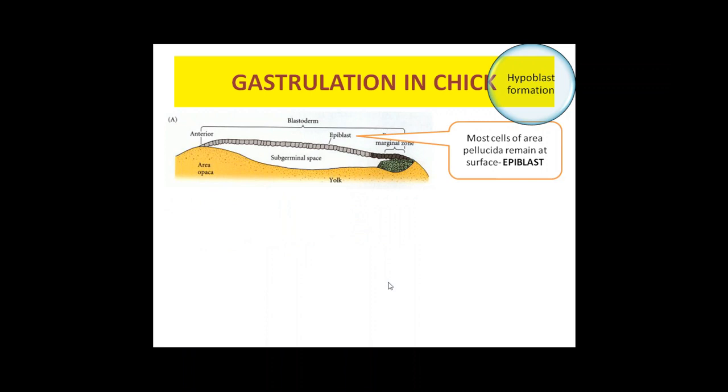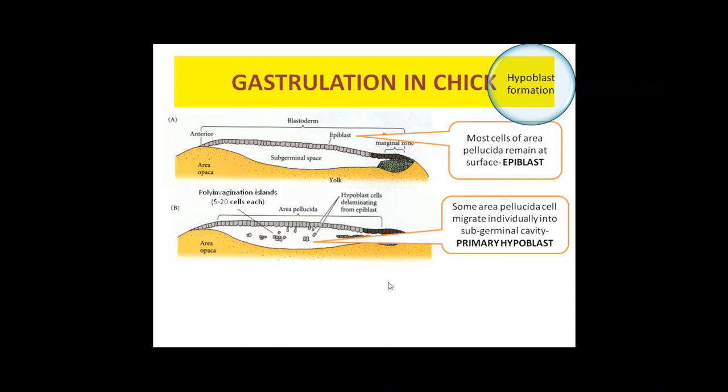By the time a hen has laid an egg, the blastoderm contains some 20,000 cells. At this time, most of the cells of area pellucida remain at the surface, forming the epiblast, shown in the figure with grey colored cells. Some area pellucida cells migrate individually into the subgerminal cavity, giving rise to polyinvagination islands of 5 to 20 cells each. These cells form the primary hypoblast.